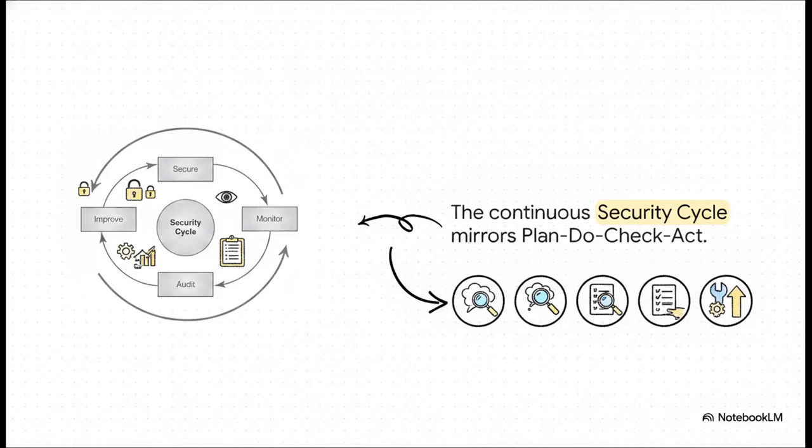At the very heart of a mature cybersecurity program is the security cycle. It flows naturally from secure to monitor to audit and then to improve. It perfectly mirrors the classic plan, do, check, act logic. In the check phase, you audit using highly objective indicators. In the act phase, you correct and improve. Ultimately, it creates an organizational habit of adapting to new threats rather than constantly improvising when things go wrong.